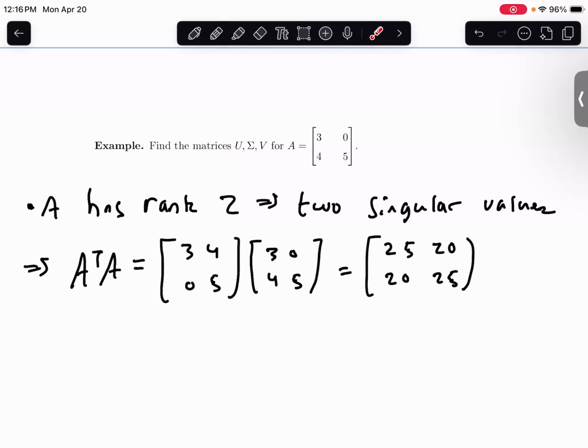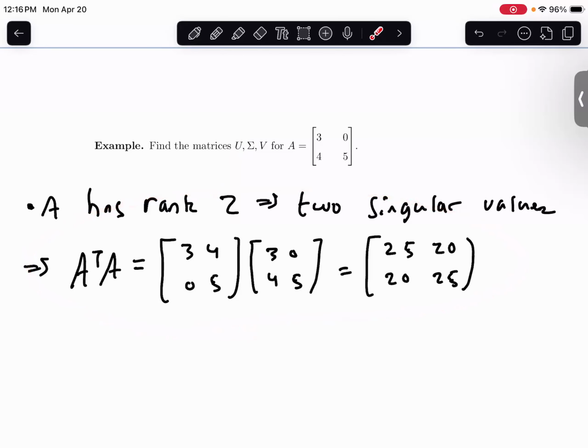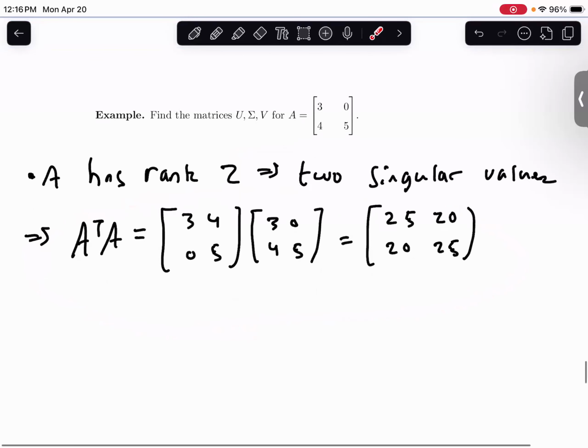And in the solutions, I'll write out what A times A transpose is going to be. But we really just need to think about A transpose times A. You can derive everything from A transpose times A. And so what ends up happening is you want to diagonalize this. So you want to find the eigenvalues and the eigenvectors here, which are pretty big numbers.